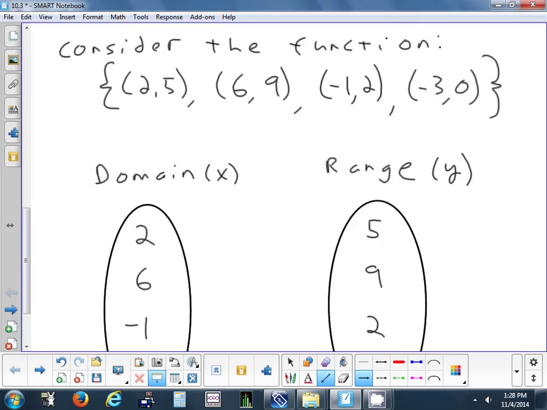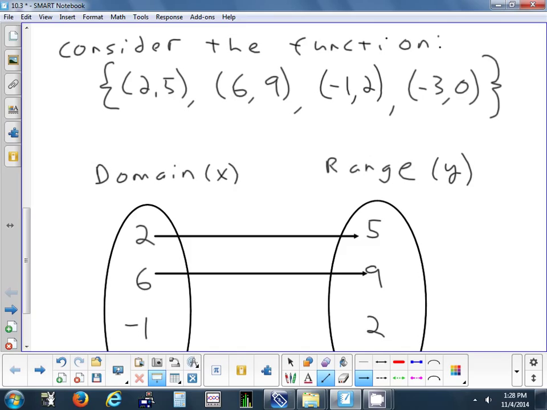Yep, 2 goes to 5. Okay, so draw an arrow from 2 to 5. How about 6? 6 goes to 9. Okay, sometimes these may cross. If you list them in order, though, the way I did here, they won't.